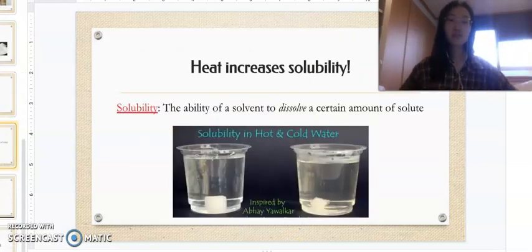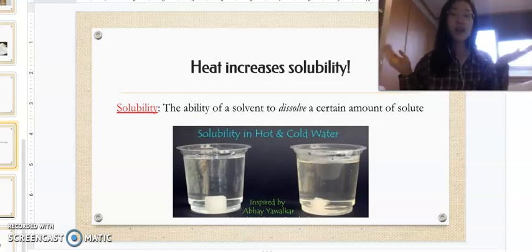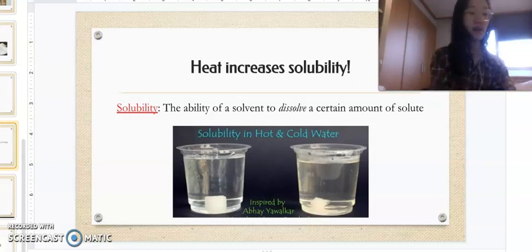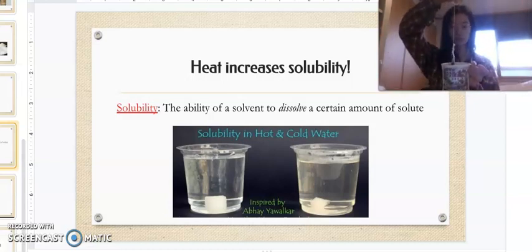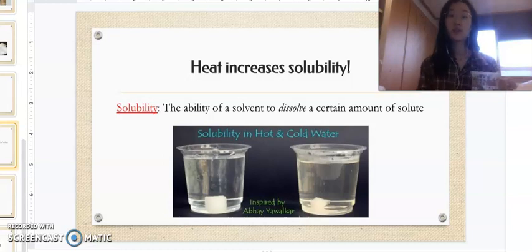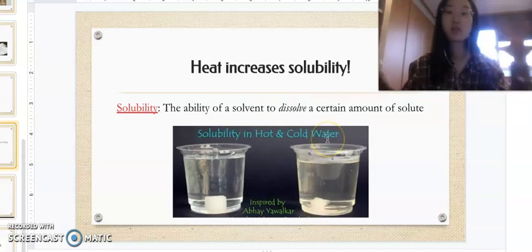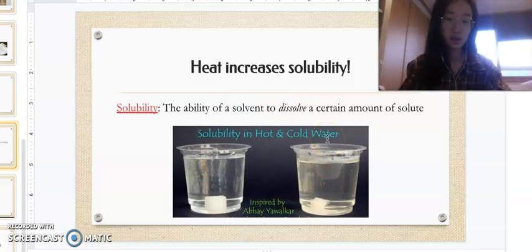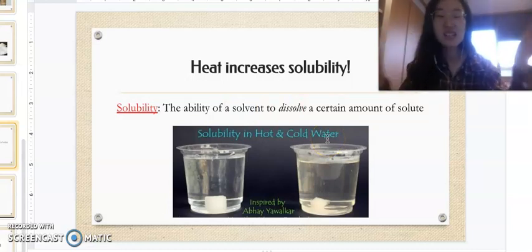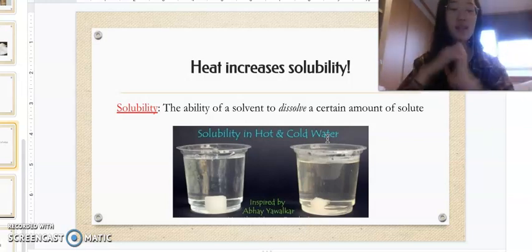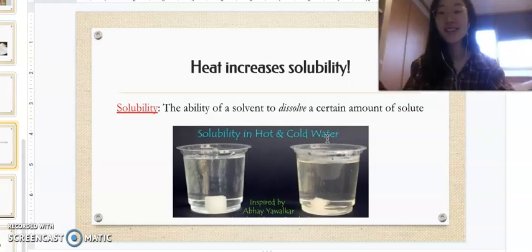Okay, another thing to think about is cold and hot water. This is very simple. If I put this tea bag in cold water versus hot water, which one will get darker faster? Obviously the hot water. Solubility is the ability of a solvent to dissolve a certain amount of solute. That is the fancy science definition. Basically it means that if you put solutes in heat and hot things, they will dissolve faster. That's basically what it's saying.